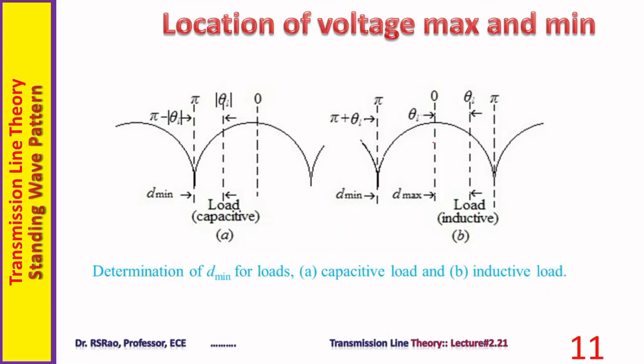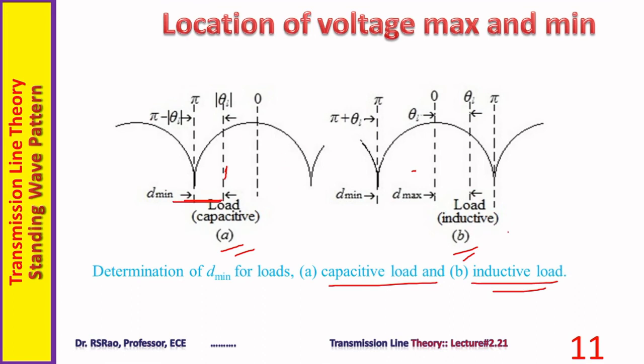Now, while implementing load matching techniques, we need to know the distance of voltage minimum or voltage maximum from the load. Here we are trying to find out distance of first voltage minimum from the load. It is indicated by D minimum. D minimum in case of capacitive loads is illustrated in A. D minimum in case of inductive load is illustrated in B. In case of capacitive load, this is load point. This is first voltage minimum, the distance between them, D minimum. It is evaluated considering this particular diagram.